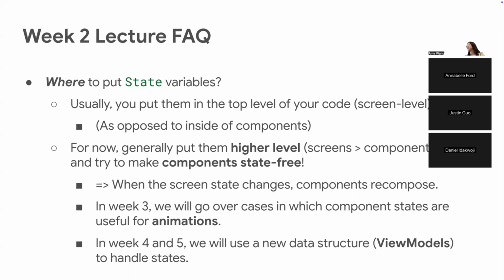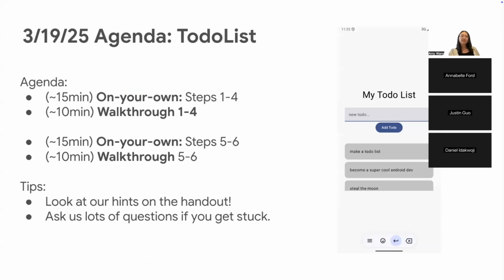And then in weeks 4 and 5, we'll use new data structures to handle these states. Okay, so today our demo is going to be making a to-do list. We've broken it up into 2 steps this time. For the first half, you'll work on steps 1 through 4 in the demo, which go from the to-do list title all the way through the button. Then I'll walk through it with you so we can all be on the same page, and then we'll work on the component and the lazy list part.